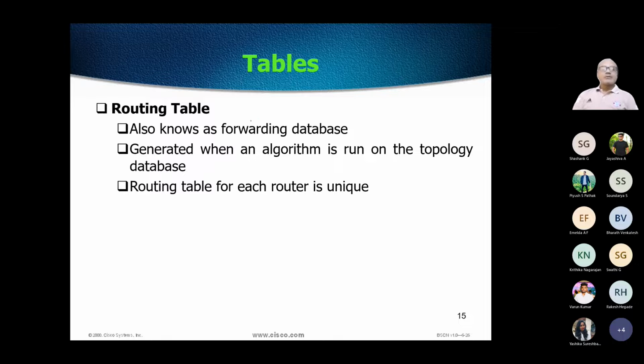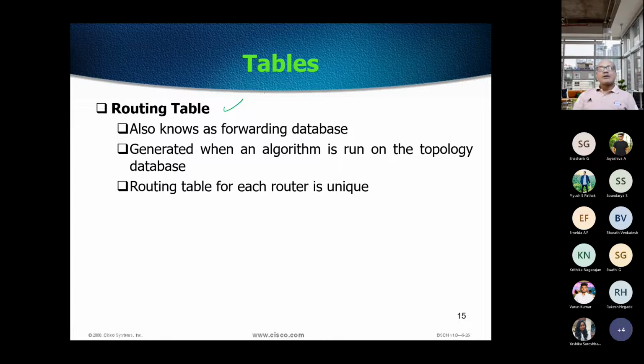In your routing table, same thing, like your EIGRP. Same thing here also. It is also known as the forwarding database. It is generated when the algorithm is run on the topology database. The routing table on each router is unique. Each router has a different routing table, not the same, guys. Remember that, because they will contain all different network routing tables, right? Yes. Not the same.